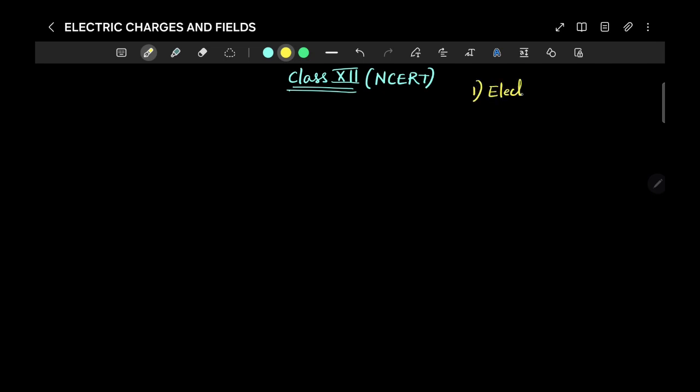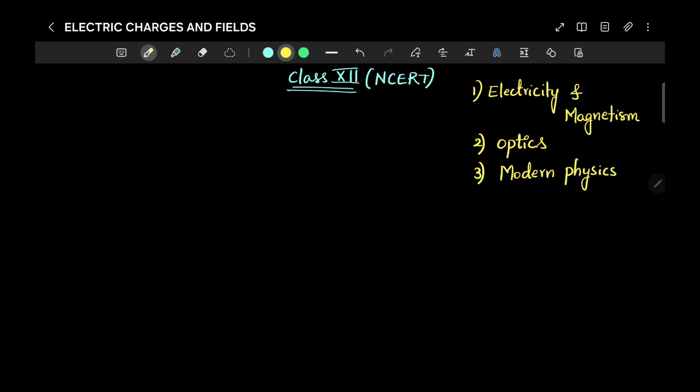One is electricity and magnetism. Another one is optics, the concepts that are related with light. And another one is modern physics. We can divide this physics class 12 syllabus into these three parts.